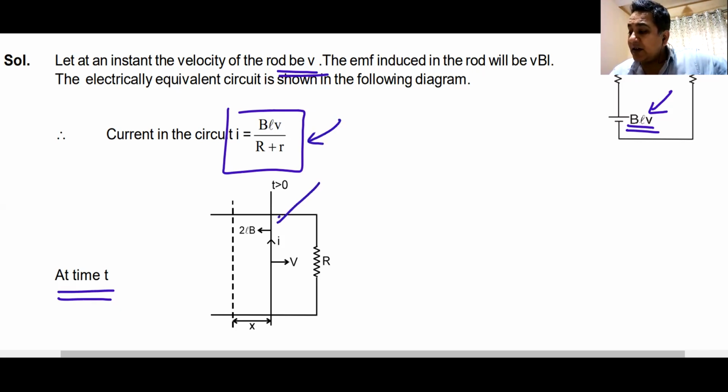This is now a current carrying wire placed in a magnetic field. It will experience a force. From that force, you can find out acceleration, and that acceleration will be dv by dt. It will be coming as a function of v. From here, you can find velocity as a function of time.